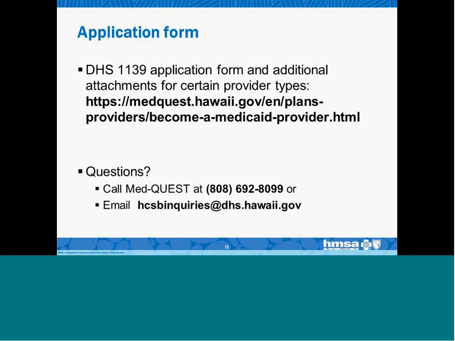The application form, instructions, and additional attachments for specific provider types are located at the URL here on this slide. If you have questions, please call or email MedQuest directly.